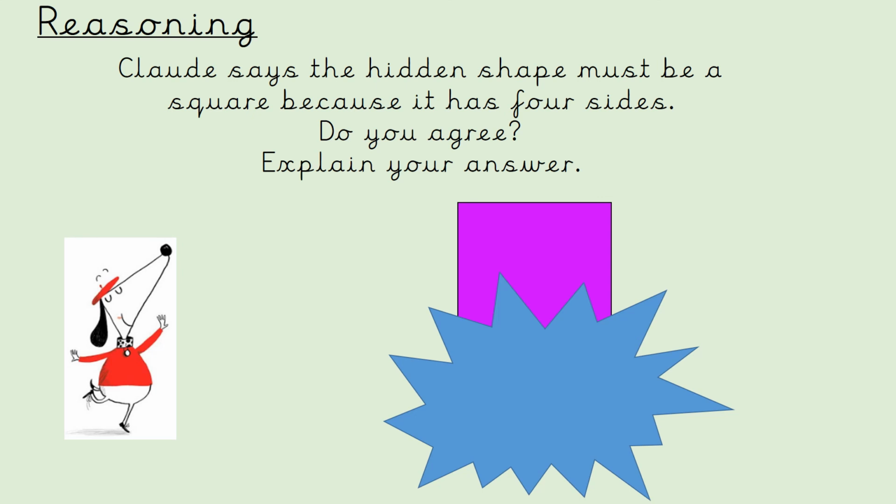So what shape would it have to be then? Great job. It would be a rectangle. A rectangle is still a four-sided shape. However, not all four sides are equal. So to answer Claude's question, it could be a square, but it could also be a rectangle.